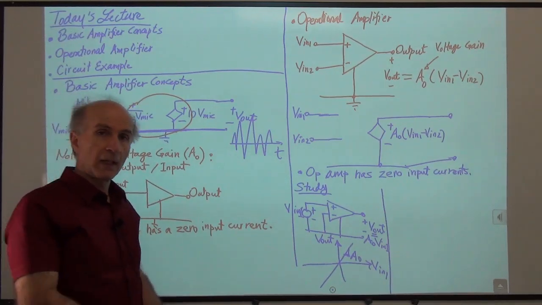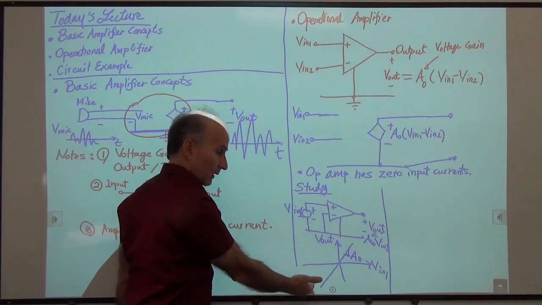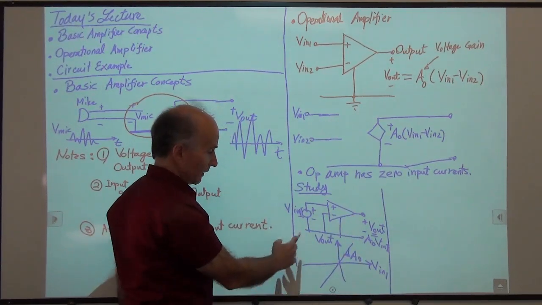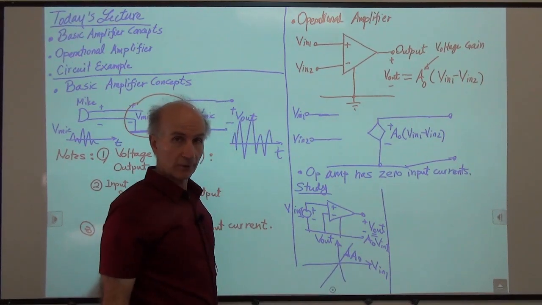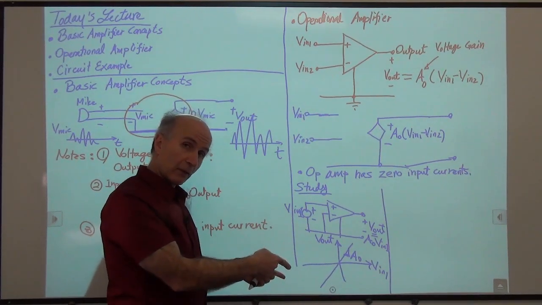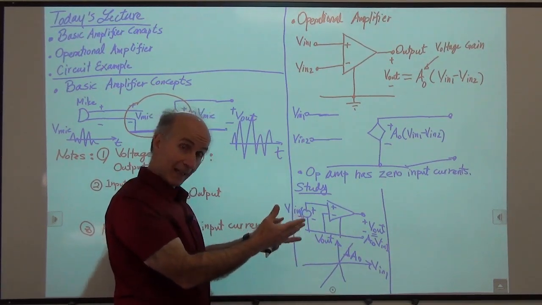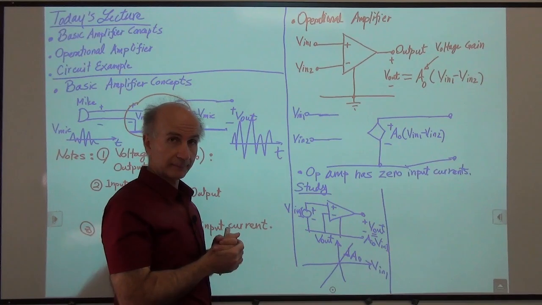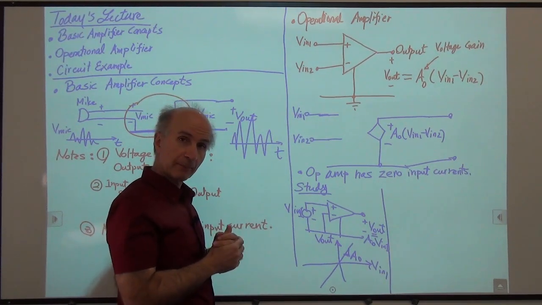Okay, so I just applied a variable voltage to this input. I changed it from minus infinity to plus infinity, and I see that V out just follows it as a straight line with a slope of A0. So the slope of this function that we plotted here happens to be the gain of the amplifier. All right, so that's fine, right?